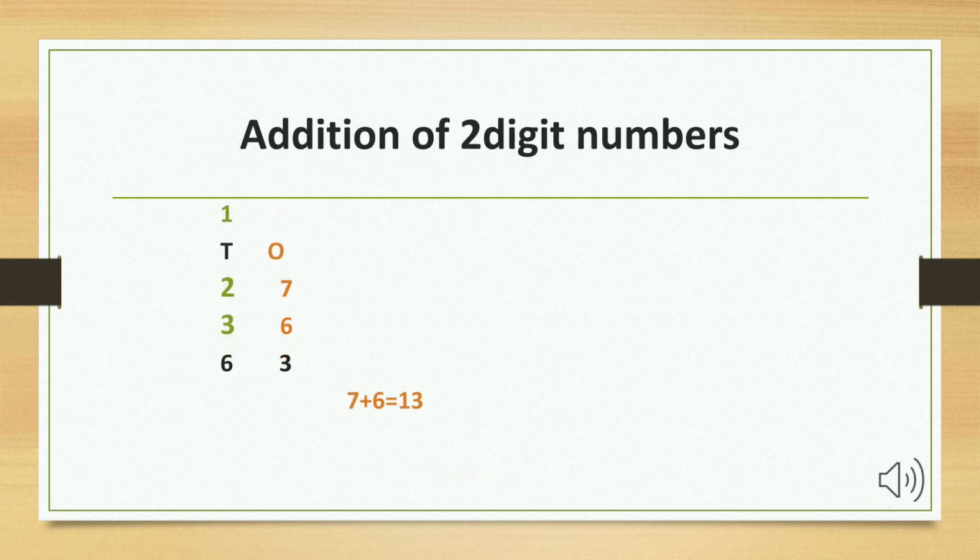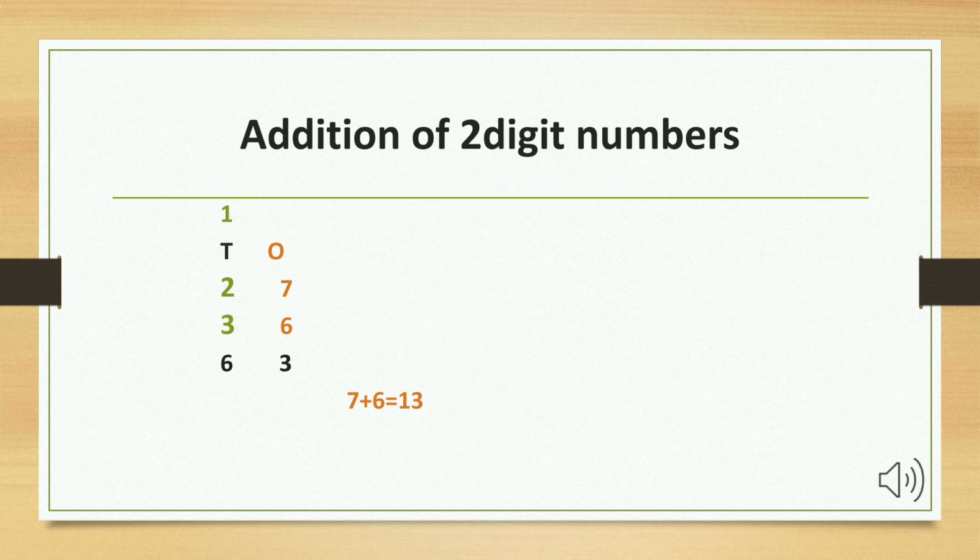Now let's learn addition of a two-digit number with carryover. Write the numbers in the column form as we have written here, 7 under the ones place and 2 under the tens place in 27, 6 under the ones place and 3 under the tens place in 36. Now add the ones value first. After adding the ones, we will get 13. 13 is a two-digit number, so we need to regroup it.